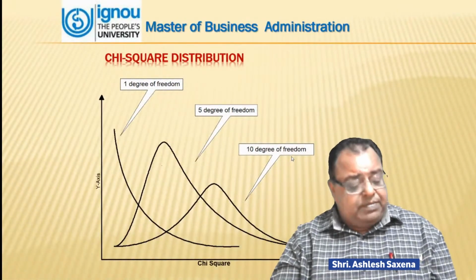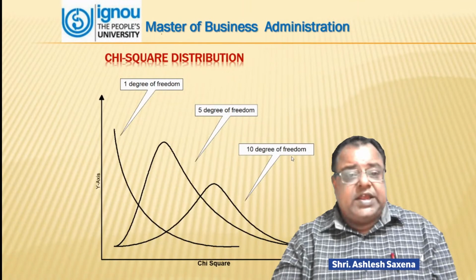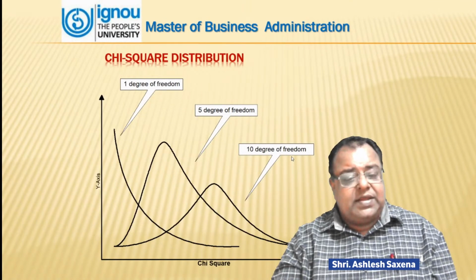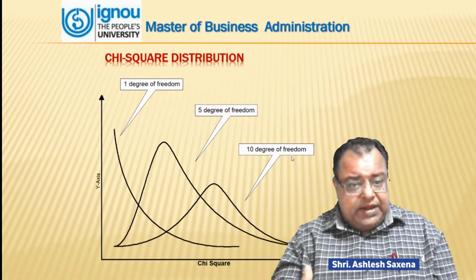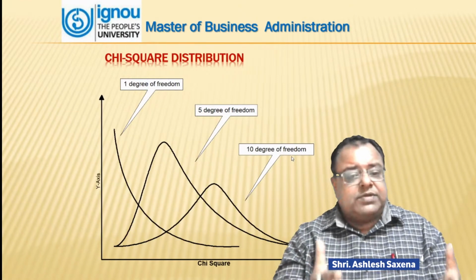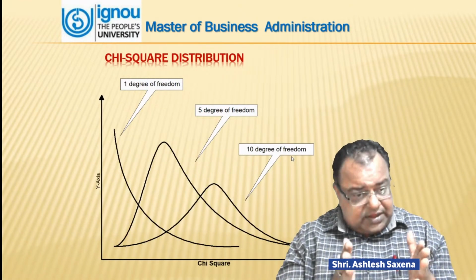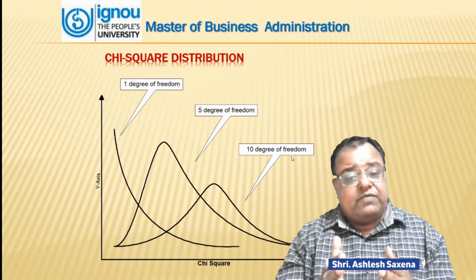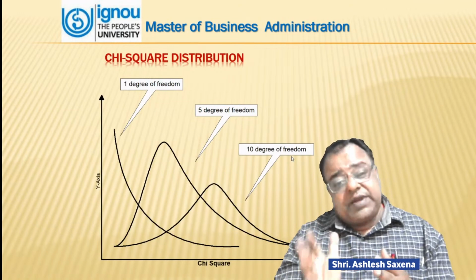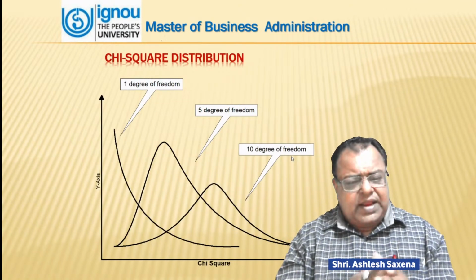In the chi-square test, the basic criterion is degrees of freedom. If we talk about 1 degree of freedom, we can see a graph which is similar to graph number 1. And if degrees of freedom are increased from 1 to 5, it becomes somewhat like the graph shown in the center. And if degrees of freedom are increased to 10, we can see that it is shifting like a bell-shaped curve.